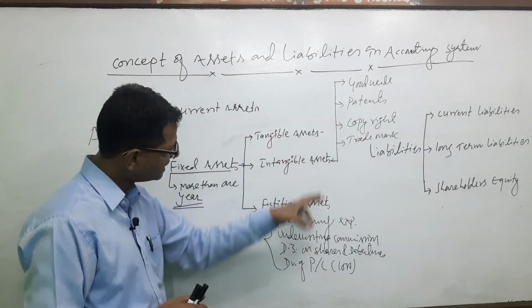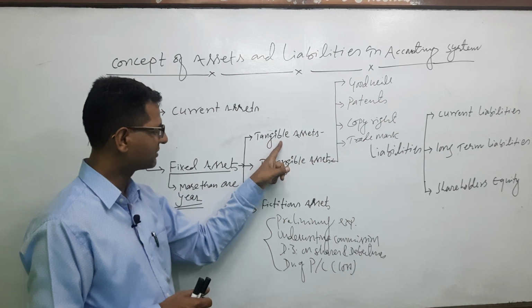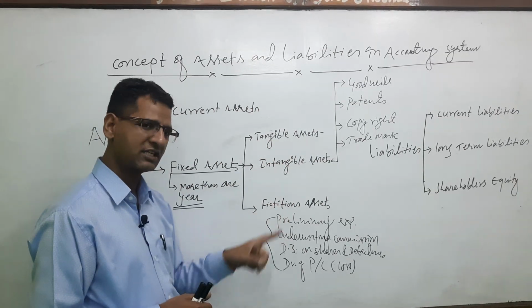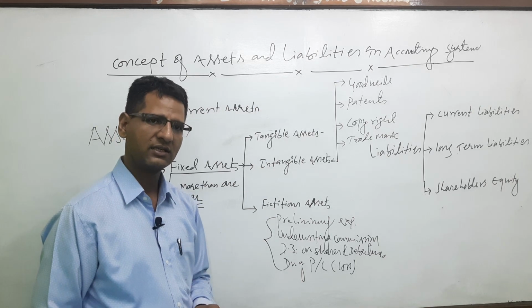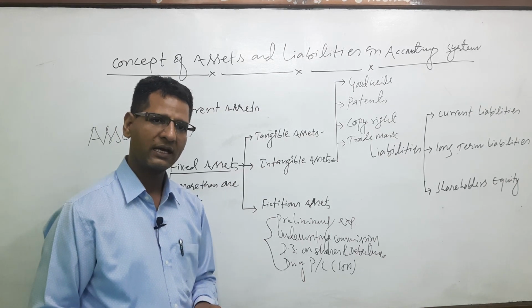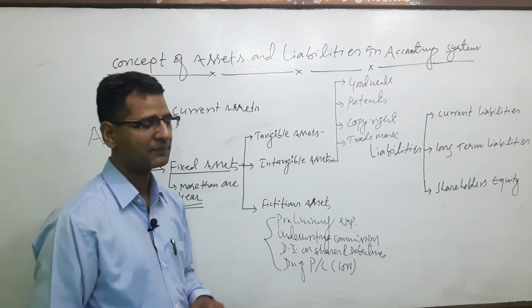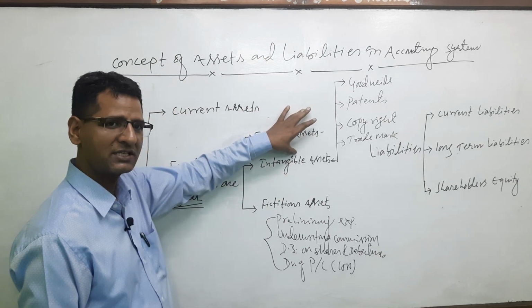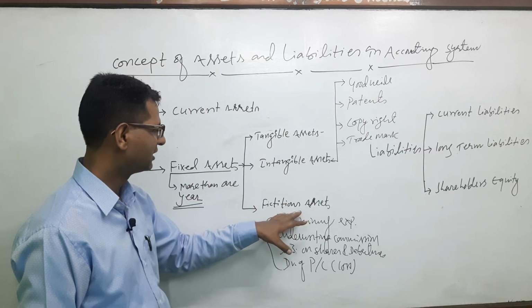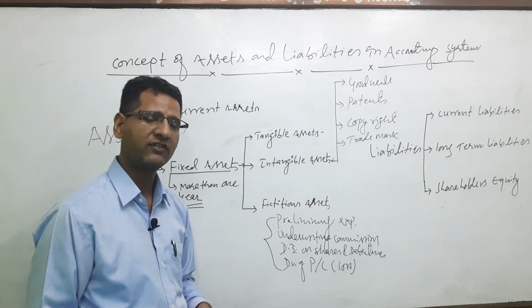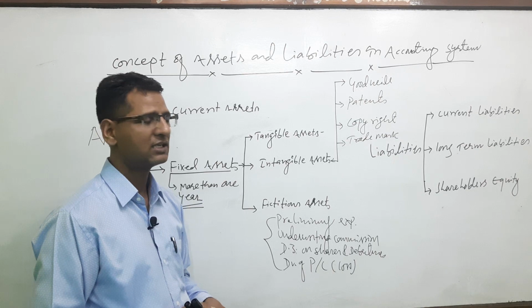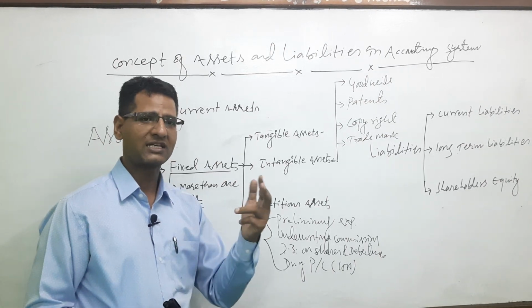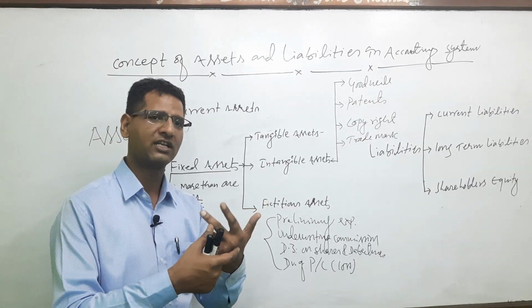All these assets, whether tangible, intangible or fictitious, are depreciated, written off, or amortized. Tangible assets are depreciated, and intangible and fictitious assets are written off or amortized. Depreciation is non-cash expenses. Already I mentioned there are 3 types of transaction: cash, credit, and non-cash.